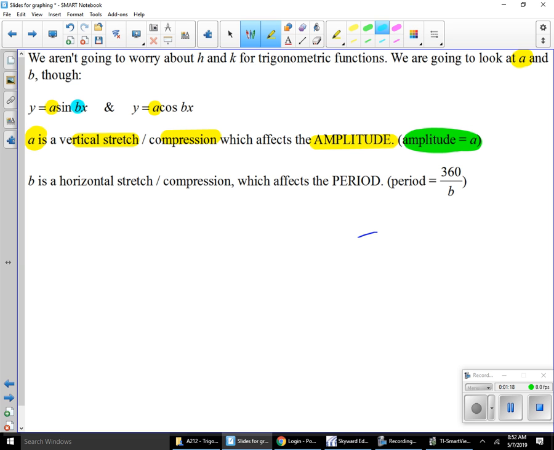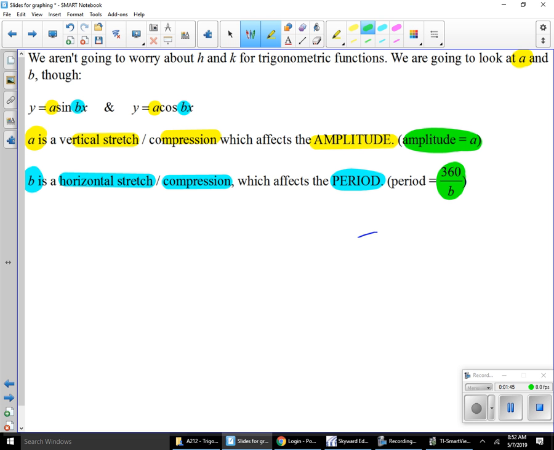On the inside, when you're multiplying the variable x by some constant, we didn't play around with that very much when we were graphing absolute values or quadratics, but with periodic functions, that horizontal stretch or compression is important because it affects the period. Now, unfortunately, it's not quite as simple as just, hey, A is the amplitude. With B, we need to do a little bit of work.